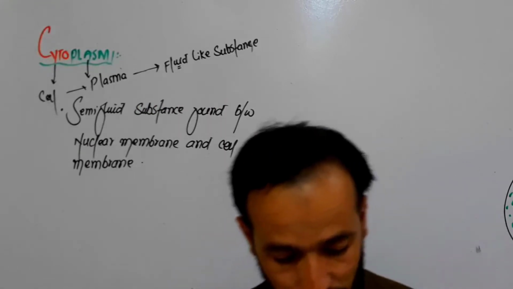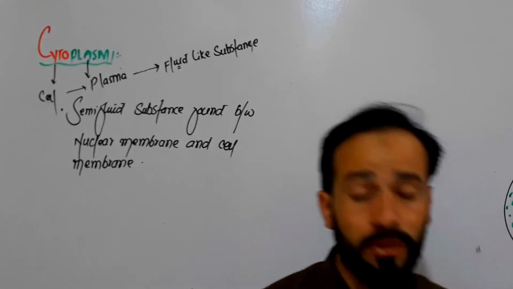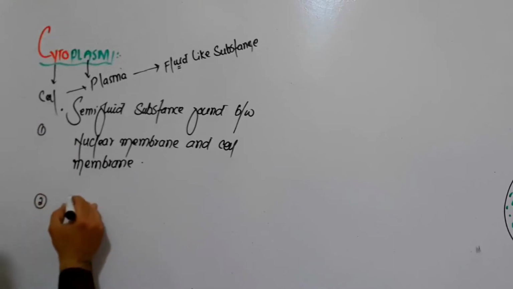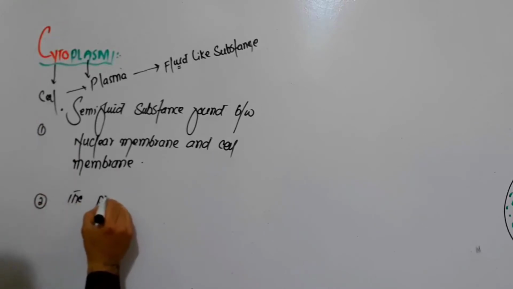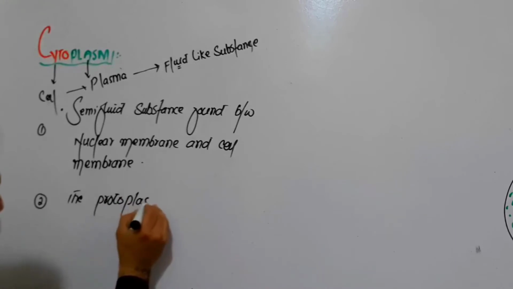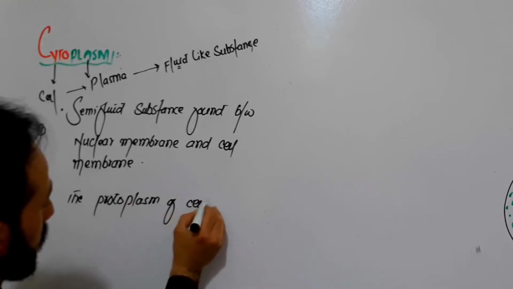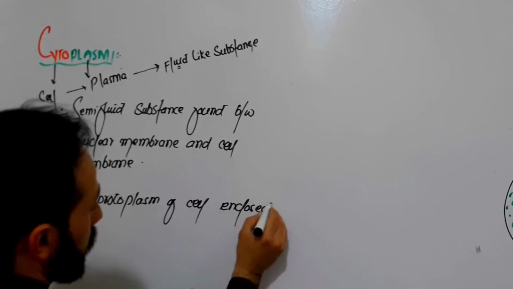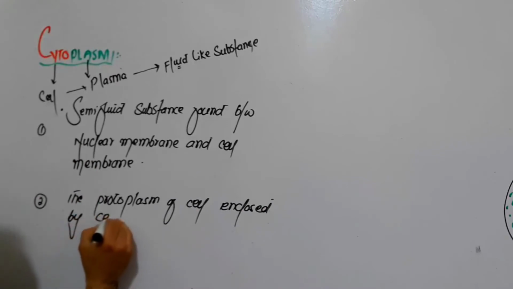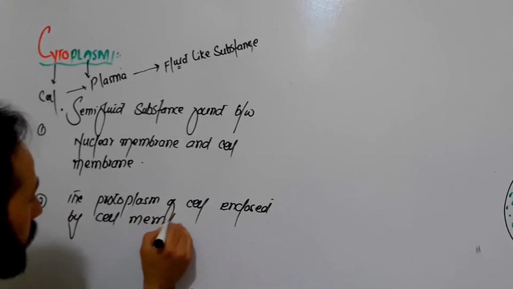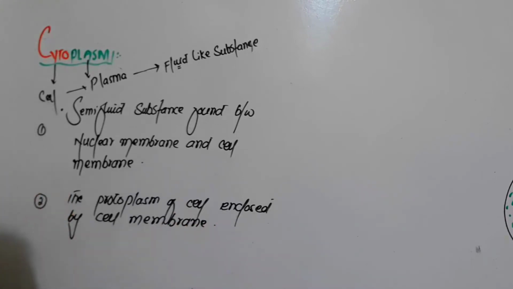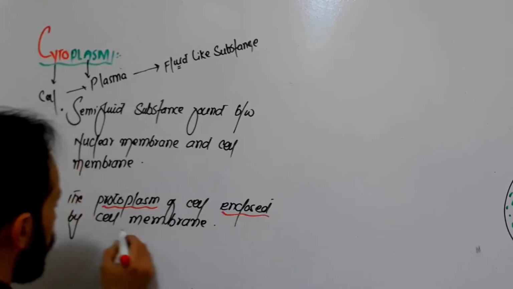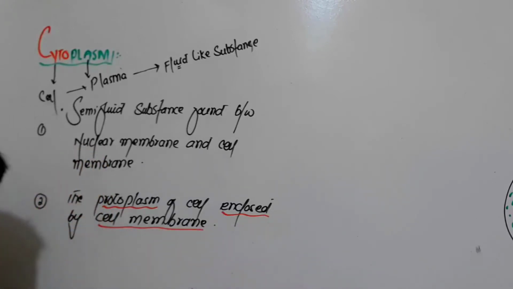Another definition of the cytoplasm is the protoplasm of the cell enclosed by the cell membrane. The second definition, if I write here, is the protoplasm of the cell enclosed by the cell membrane. Let me write it, and then we will know about this definition also. These are the words which should be remembered.